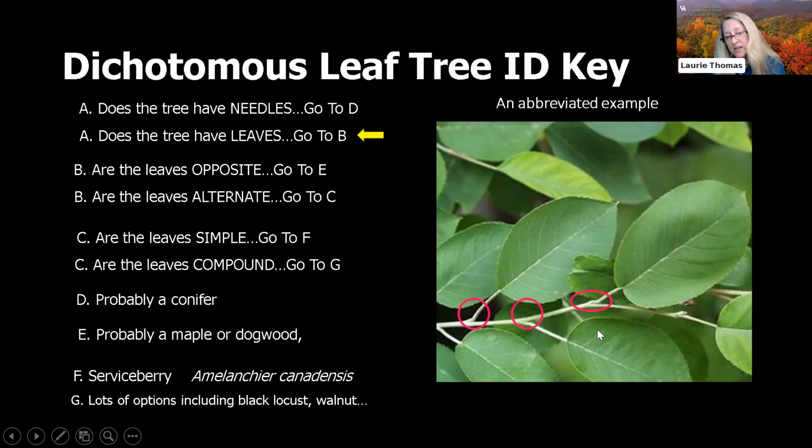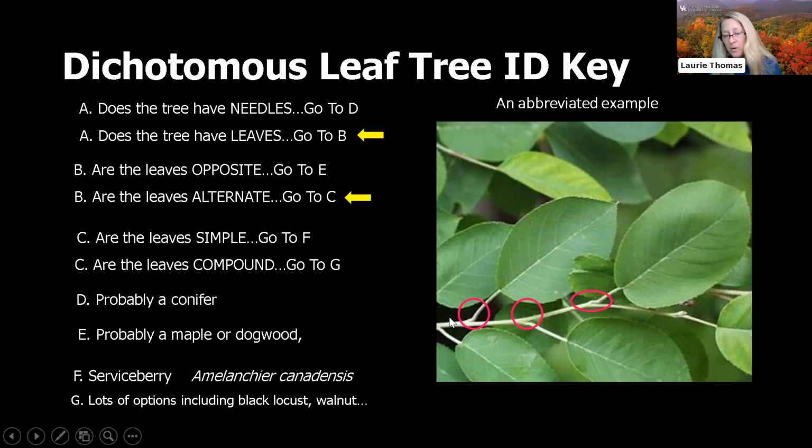Well, we can see we actually got circles where the buds are. We alternate on this side, up here, and we alternate there. So hopefully everybody sees that those are alternately arranged leaves. Now it sends us down to the statements at C. It's asking us about leaf form. Are these simple leaves or are they compound leaves?